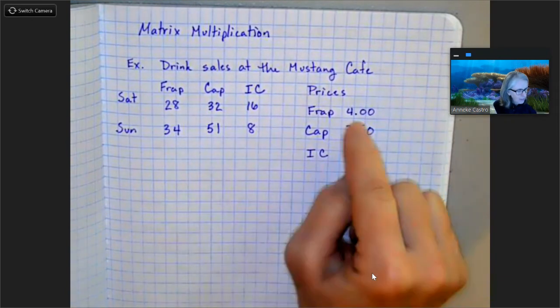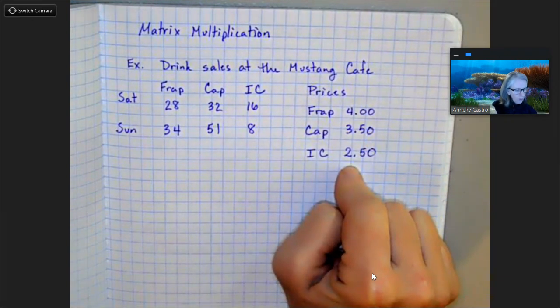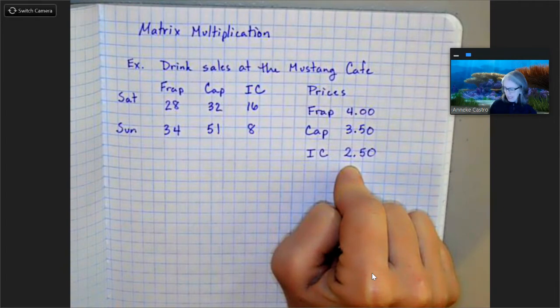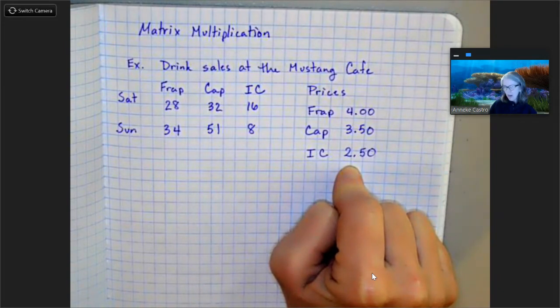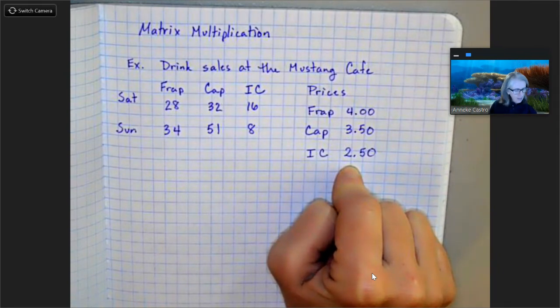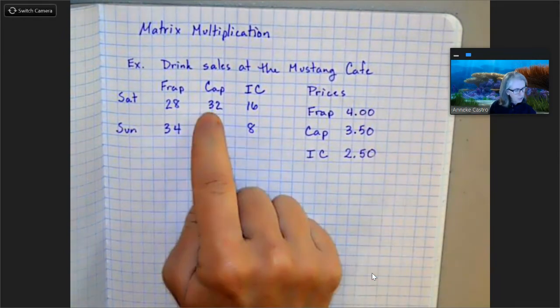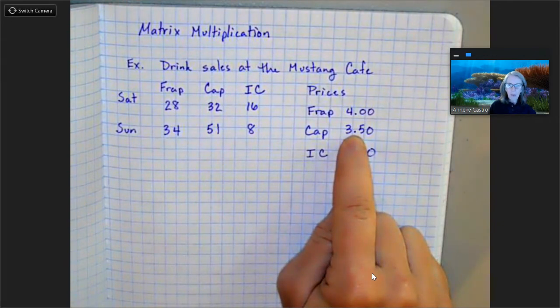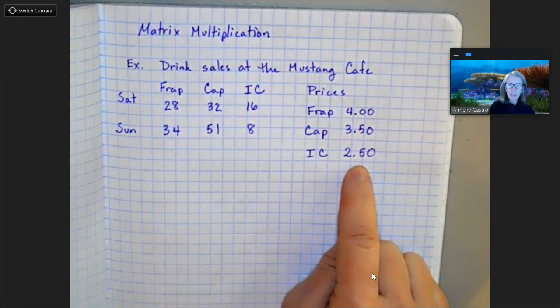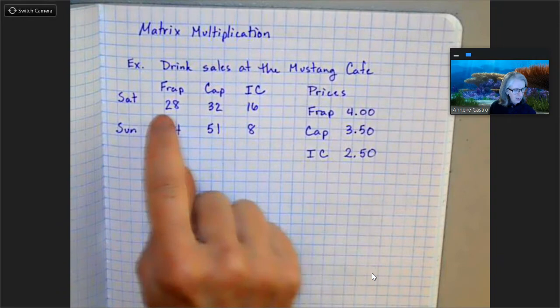And then here are the prices for the drinks. So what we want to find out now is how much money they made on these days from these drinks. Okay, we want to find out what the money was that they made. So on Saturday and on Sunday, we want the total amount of money. So if I want the total amount of money made on Saturday, then of course I'm going to have to do 28 times 4 for the money from the Frappuccinos, 32 times 350 for the money from the cappuccinos, and 16 times 250 for the money from the iced coffees, and then add those together. That will get me the amount of money made on Saturday.